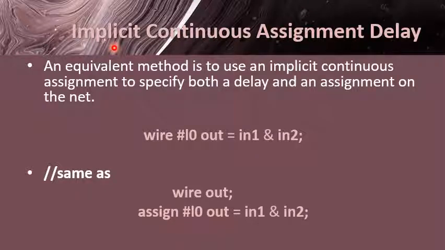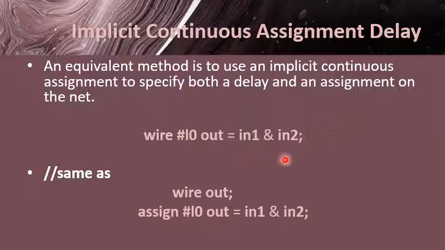A variation of this regular assignment delay is implicit continuous assignment delay. There is an equivalent method to specify both a delay and an assignment on the net. For example, wire #10 out. Wire out is a declaration statement. In the declaration statement itself you specify the delay, that is #10. And in the same statement you assign the expression, that is out equal to in1 and in2.